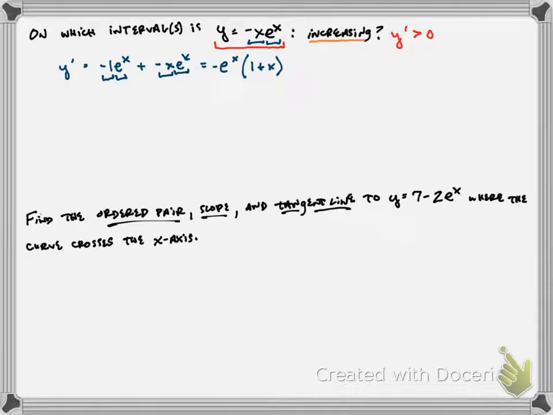Negative e to the x, here's where we're going to bring a little bit of your pre-calculus knowledge back into play. Y equals negative e to the x is always less than 0. Y equals negative e to the x will always be negative because e to the x is always greater than 0, and if I multiply something greater than 0 by negative 1, then I'm less than 0.